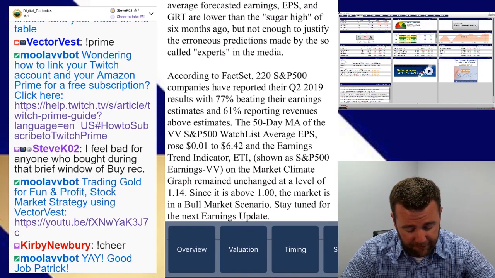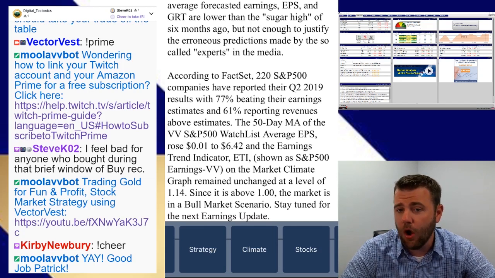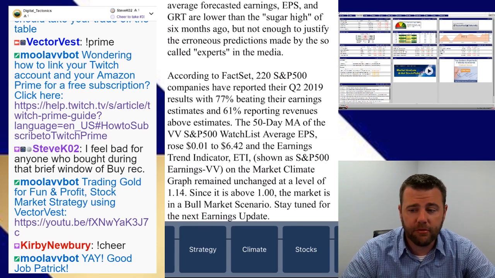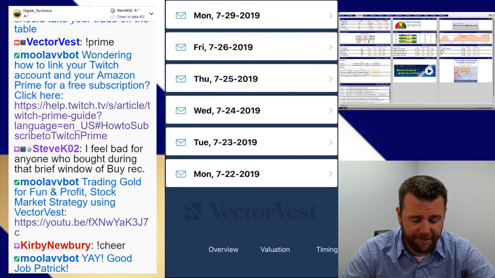You can switch between different pages, so you get the valuations, the timing, the climate. So not just is the market moving higher or lower, but what's the overall climate of the market? Something unique with VectorVest that makes it really easy to understand, that you're not going to find anywhere else.